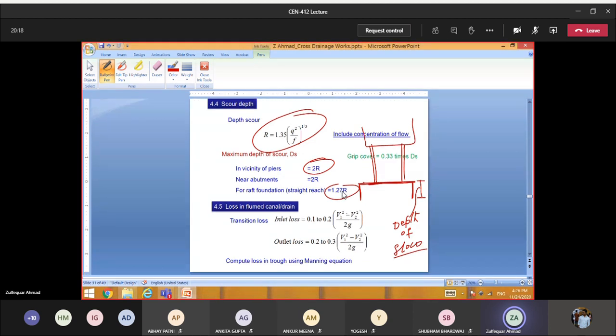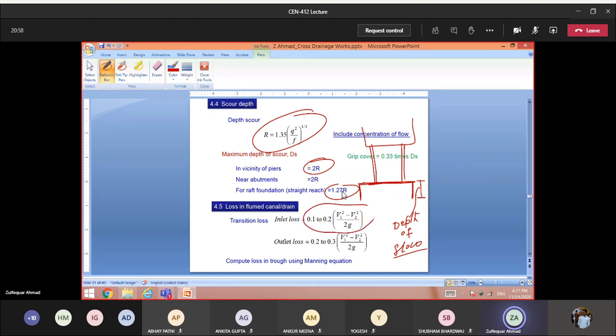Now as I shared with you, in the canal, as far as the loss in the drain is concerned, we are not much interested in that part, because if there is a loss, that is not an issue. But in the canal, we have to conserve the energy, and for that we have to provide the transition such that the losses are minimum. Once you are contracting or expanding, you can get the loss using this equation.